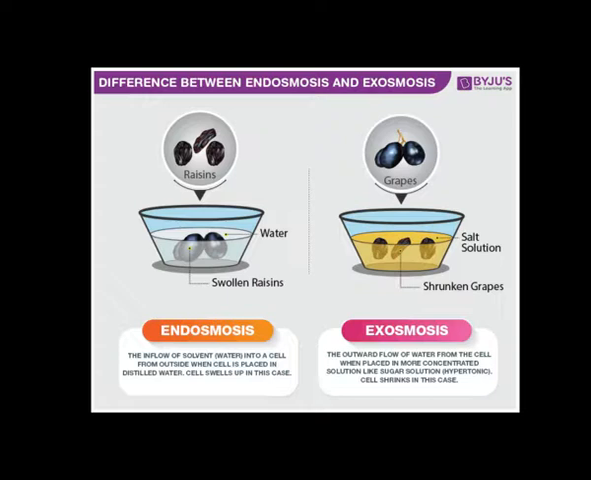It is the inward movement of water molecules through the semi-permeable membrane of a cell, leading to an increase in the size of the cell. And it always takes place when the surrounding solution is less concentrated. If the surrounding solution is less concentrated, then it is called hypotonic. Whereas just the opposite happens in exosmosis. It is the outward movement of water molecules through the semi-permeable membrane of a cell, leading to the shrinkage of the cell, and it takes place when the surrounding solution is more concentrated. That means a hypertonic solution.